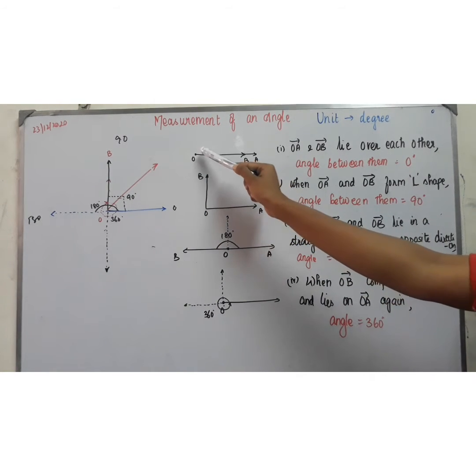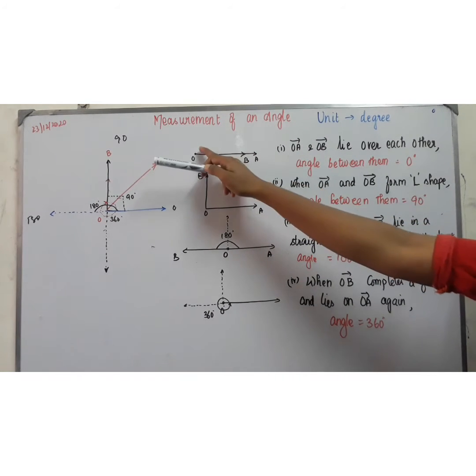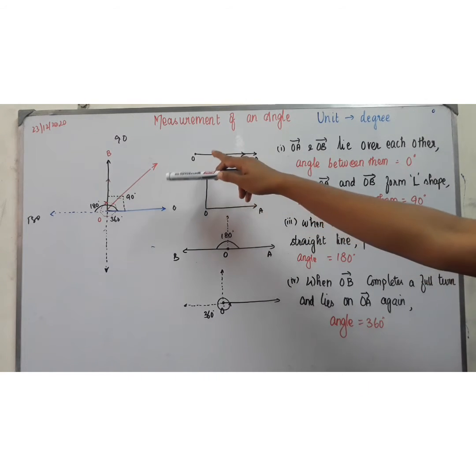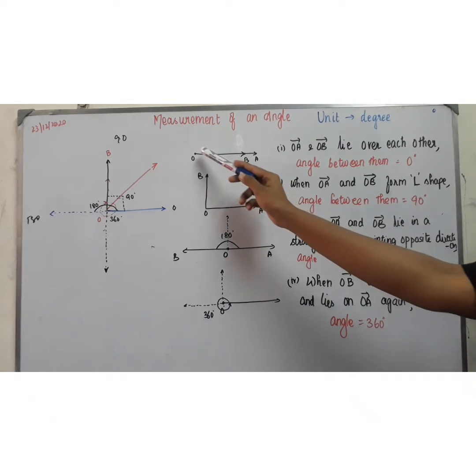Okay, then there is no angle between OA and OB, right? If OB is here like this, then there is an angle between OA and OB. But here you can see OA and OB lie over each other. So the angle between them is 0 degree. Okay. So there is no angle between OA and OB.